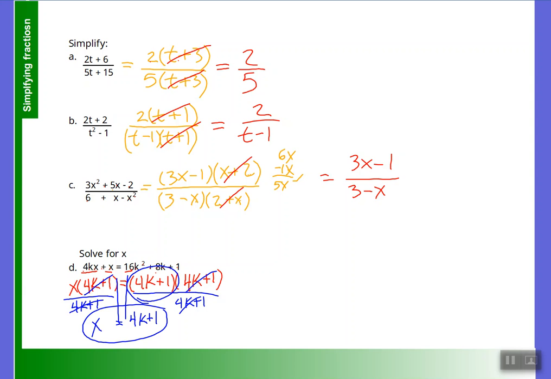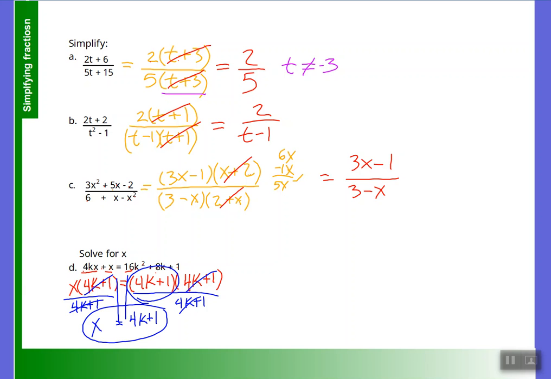Yeah! All right. Now, there's one last thing I do need to talk about, and that is restrictions. We know that a fraction cannot have 0 in the denominator. No, we can't. So, looking here, what would make this piece 0? What value of t would make t plus 3 zero? Negative 3. So in this problem up here, t cannot equal negative 3, because that would make the denominator 0, which is a no-no.